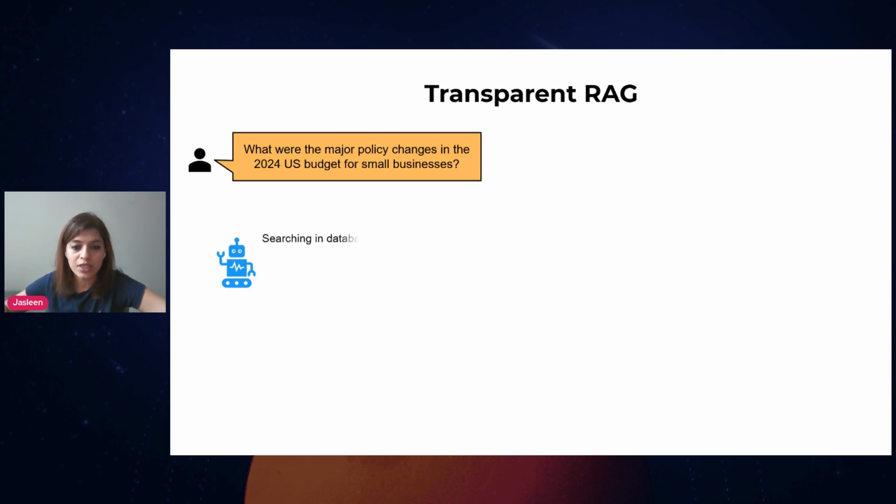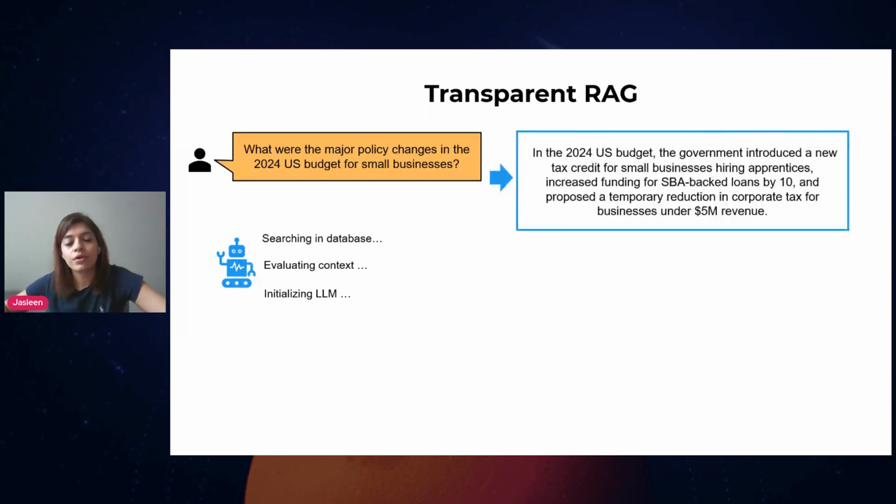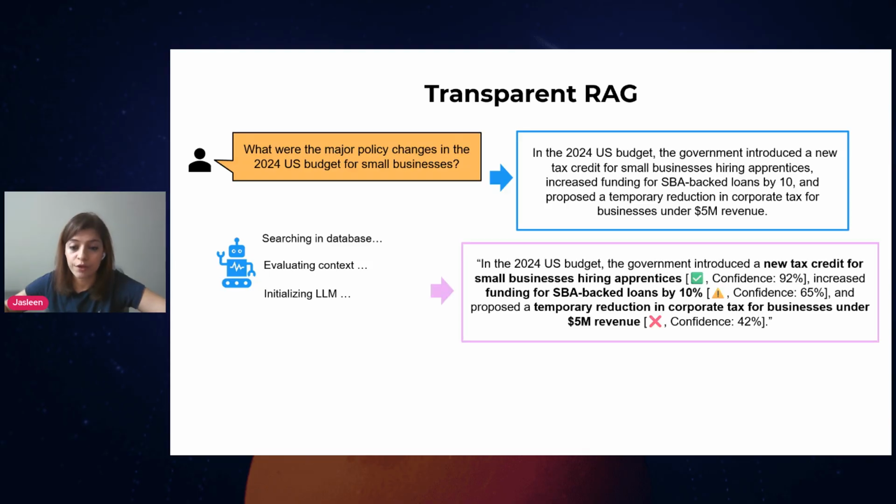It starts by searching the database for relevant context. It then performs context evaluation to ensure what gets passed to the LLM is actually useful. After that, the LLM generates a response. Now, here's where it gets really interesting. Instead of handing the output to the user as it is, we bring in our evaluation agent, and it breaks down the response segment by segment. Now, here's what it found.